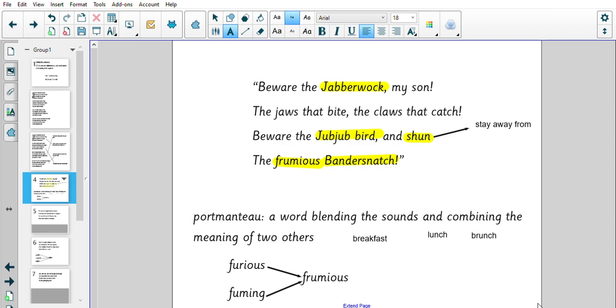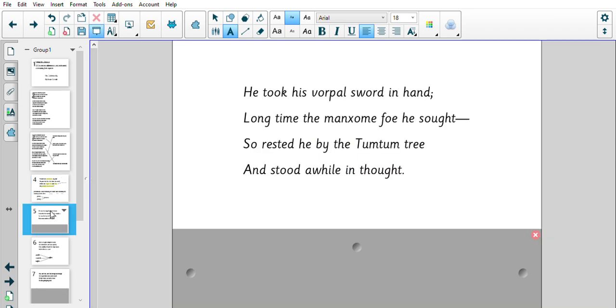Okay, so if it means both furious and fuming, I'm thinking that this bandersnatch is very, very cross indeed, because both of those words mean angry. So that's helping me to decide it's not just angry, it's a mixture of furious and fuming, so it must be really very cross. So let's look at the next verse. Do you have any ideas? Which might be the portmanteau in this verse? See if you can have a look and spot a word that might be a portmanteau here. So a mixture of two words kind of smushed together.